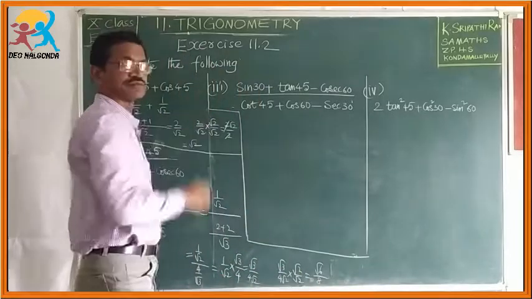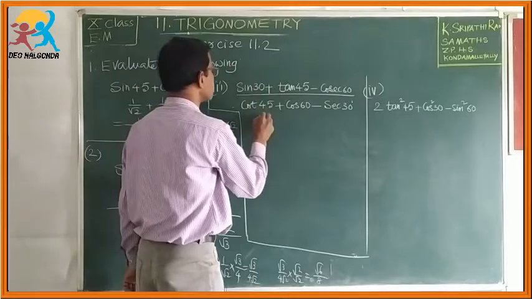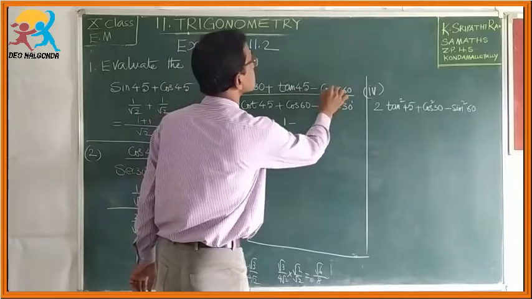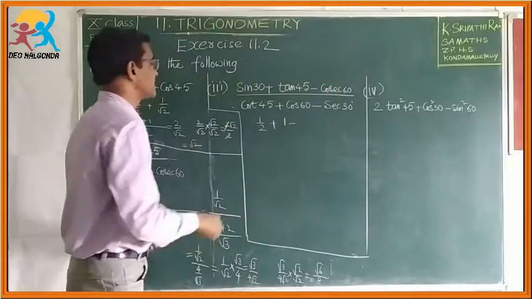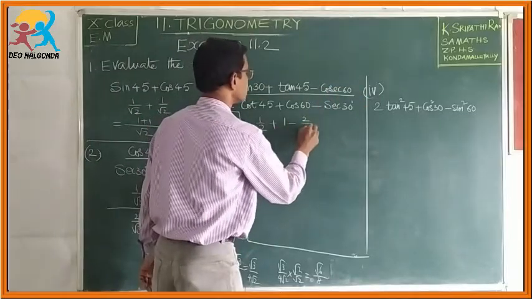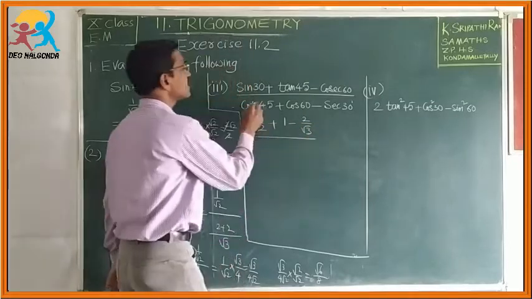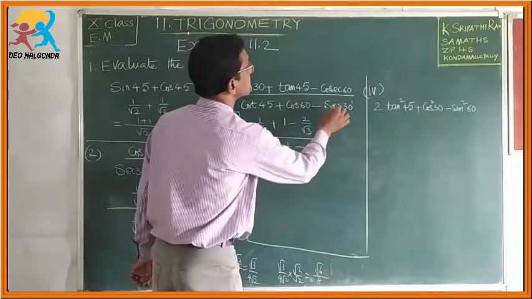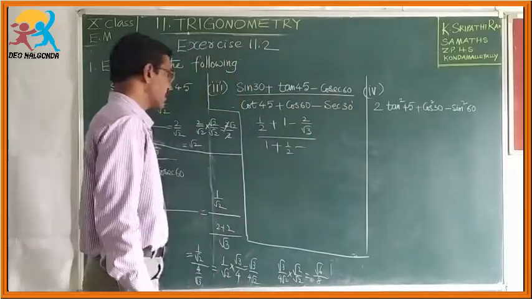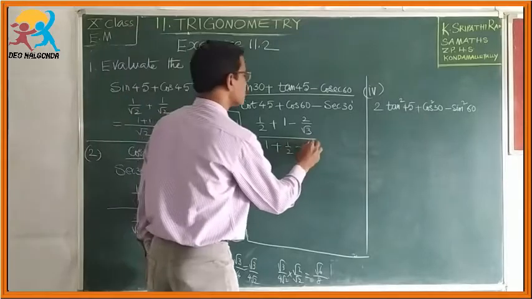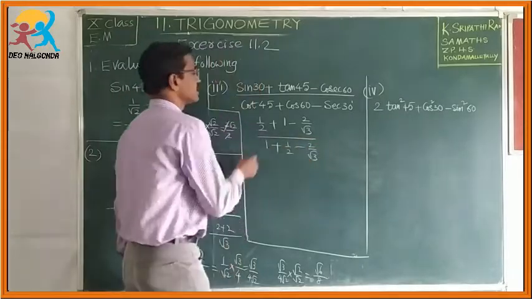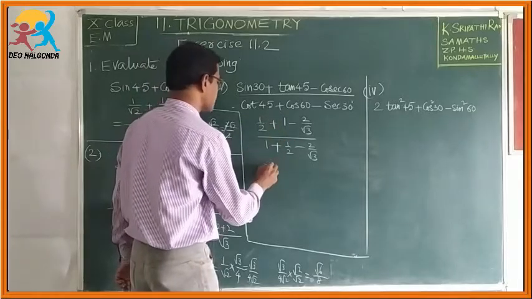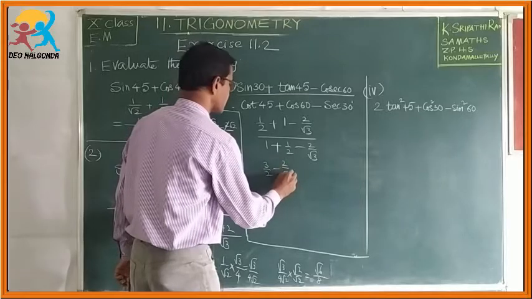Now let us solve this problem. Sin 30 value is 1 by 2, tan 45 is 1, minus cosec 60, just now we had 2 by root 3, 2 by root 3, by cot 45 is 1, cot 60 is 1 by root 3, 1 by 2 minus sec 30 value is also 2 by root 3. Now here 1 by 2 plus 1, 1 and a half, 2 into 1 is 2, 2 plus 1 is 3, 3 by 2 minus 2 by root 3.